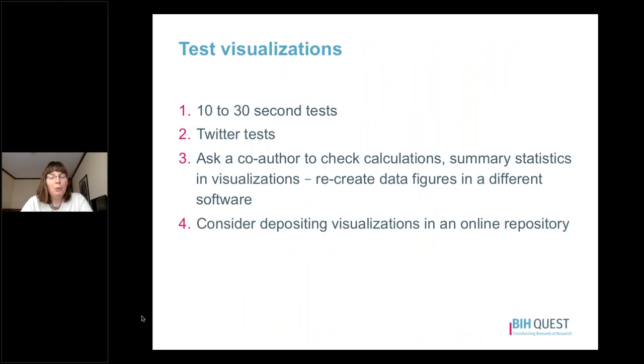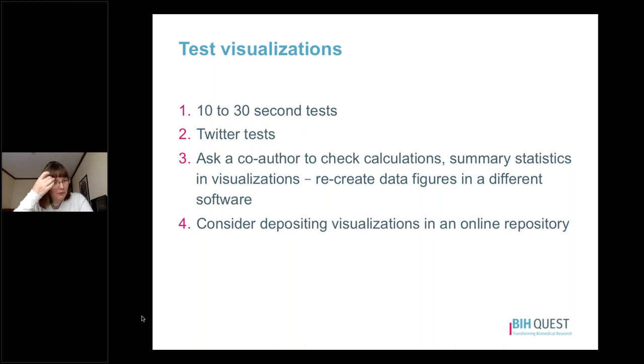Okay, so when I'm doing these test versions, I will often get other people to look at and react to the figures so I get a sense of how they're interpreting. So I will often do visualizations of 10 to 30 seconds, depending on the complexity, and I'll just get someone who's walking by my desk to have a look at the figure. I'll show it to them for 10 to 30 seconds and then just ask them, what was the main message you got from this? And if the message aligns with what I was looking for, then that's good. And if it doesn't, then I have more work to do.